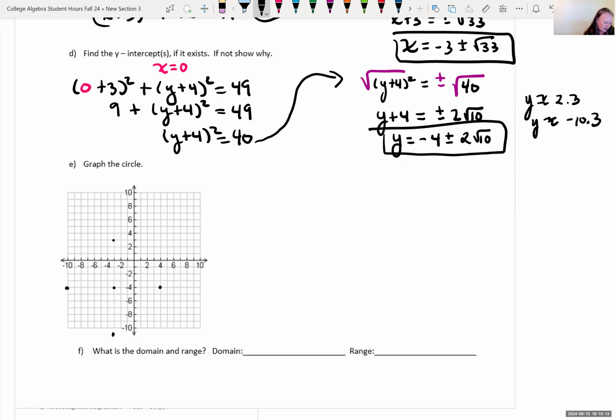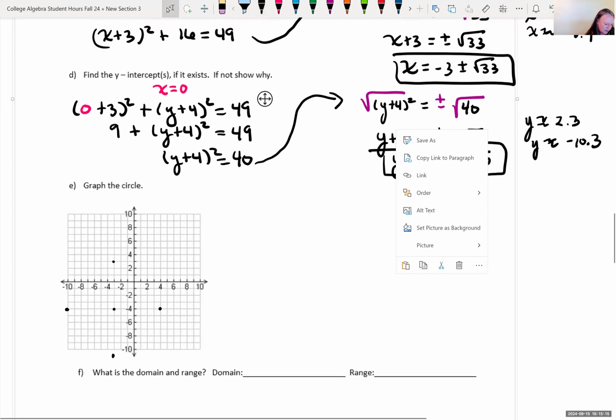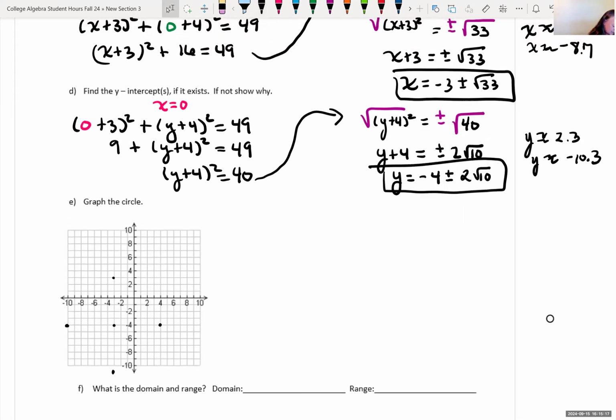So let me just go in, because since we found it, let's approximate. We said approximately 2.7 for my x-intercept. I'm just going to put it in here, and -8.7. So I'm just going to estimate it. My y-intercepts were 2.3 and -10.3. Now drawing my circle, and we get the following.